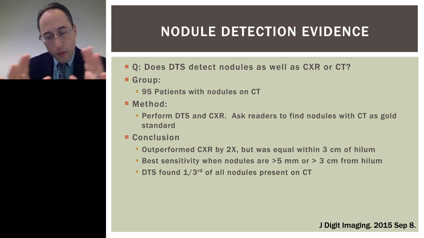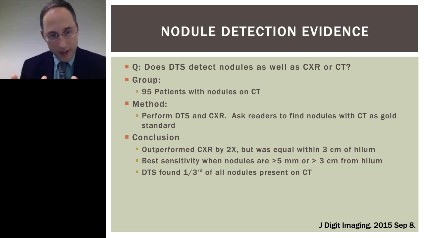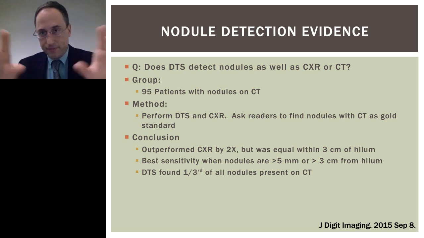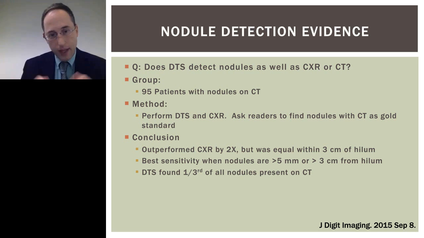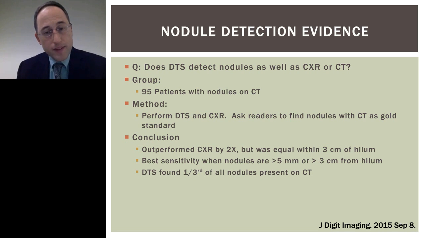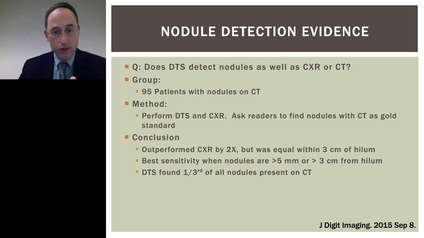However, when nodules were within 3 centimeters of the hilum, it performed at about the same level as chest X-ray. And I think that's because you really start to get a lot of dense overlapping structures in that area. But when you went to the periphery, it actually performed much better than chest X-ray. The best sensitivity was actually for nodules that were greater than 5 millimeters, and 3 centimeters from the hilum. Tomosynthesis found about a third of all the nodules that were found on CT.